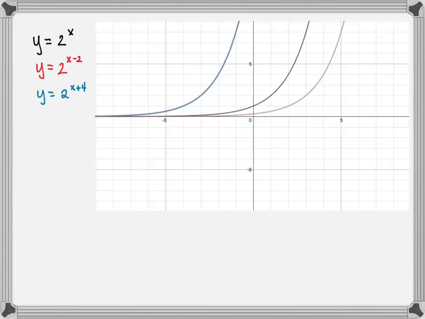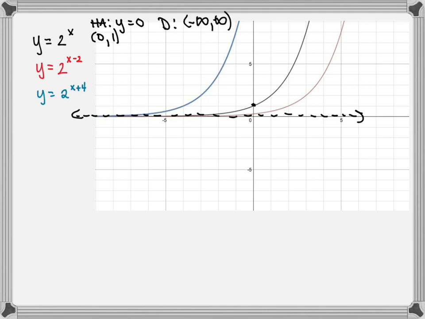Okay, carrying on our comparisons by looking at our parent function y equals 2 to the x. We will also look at y equals 2 to the x minus 2 and y equals 2 to the x plus 4. So here we see all three of these graphs on the same coordinate plane. Again, the parent function is here in black and it has a horizontal asymptote at y equals 0. And again, our parent function has a y-intercept at 0, 1. Our parent function has a domain of all real numbers and a range from 0 to infinity.